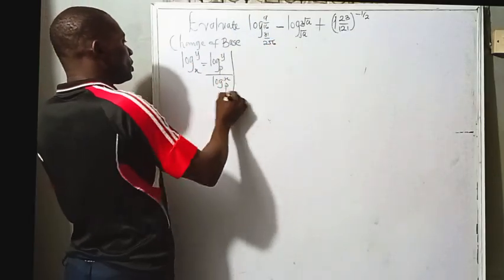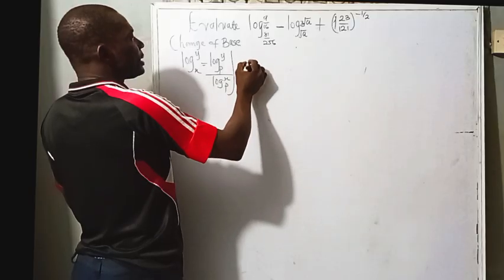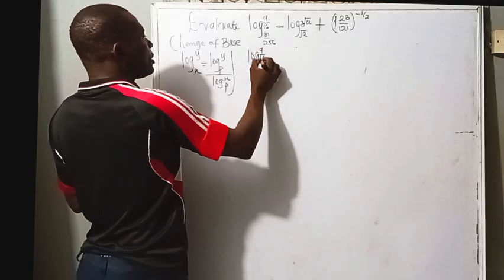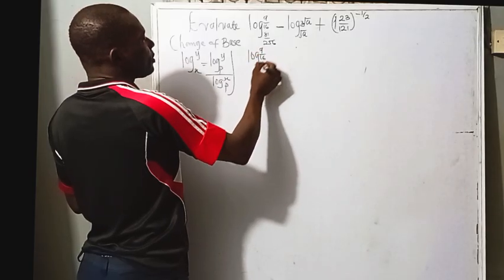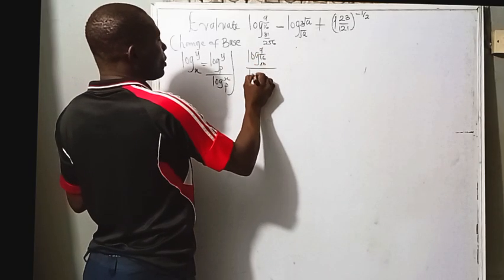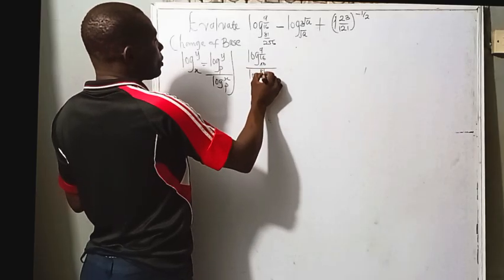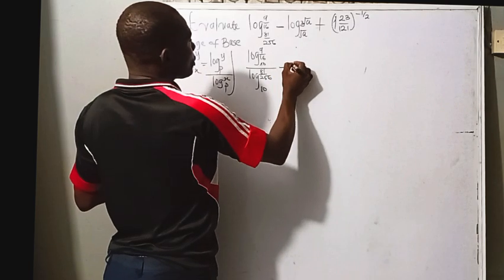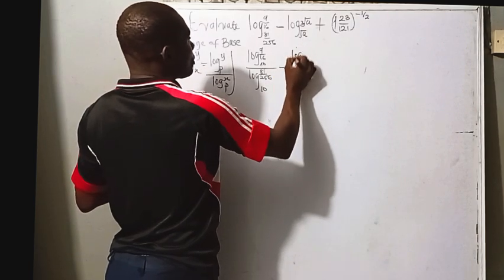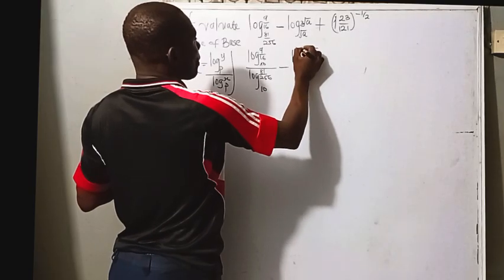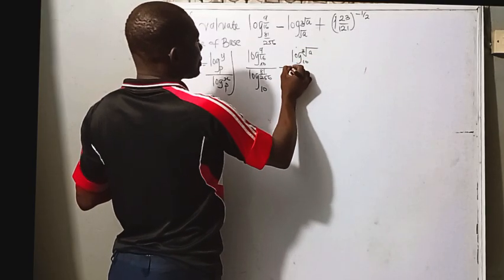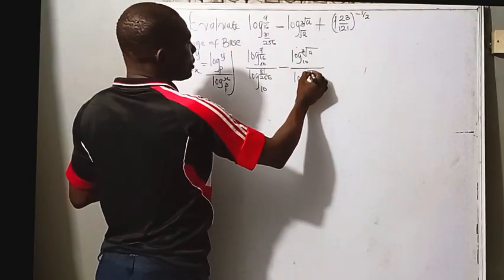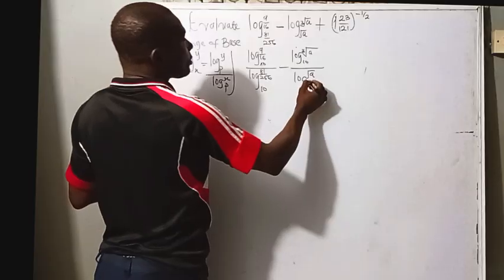So let's see how this can be applied. This becomes log 9 over 16, let's say we're taking it to base 10, divided by log 81 over 256 to base 10, minus log the cube root of a to base 10, divided by log the square root of a to base 10.